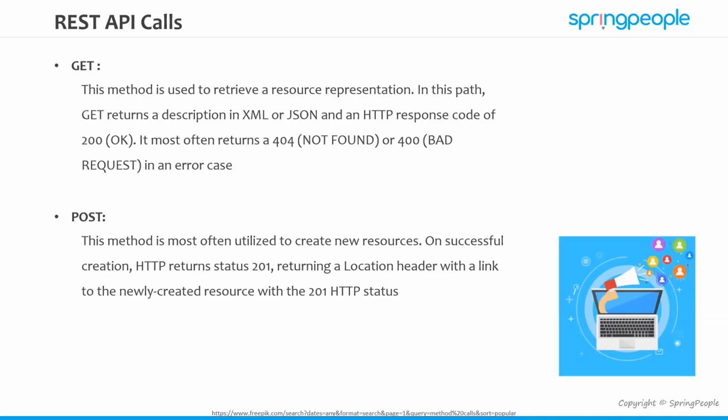Post: this method is often utilized to create new resources. On successful creation, HTTP returns 201, as we discussed earlier. It is equivalent to the insert statement in a database, and returns a location header with a link to the newly created resource. So once we create something, usually in the body data we get the resource ID or resource location.